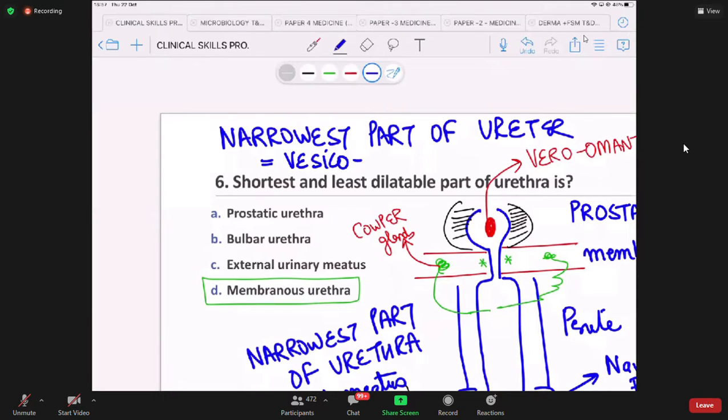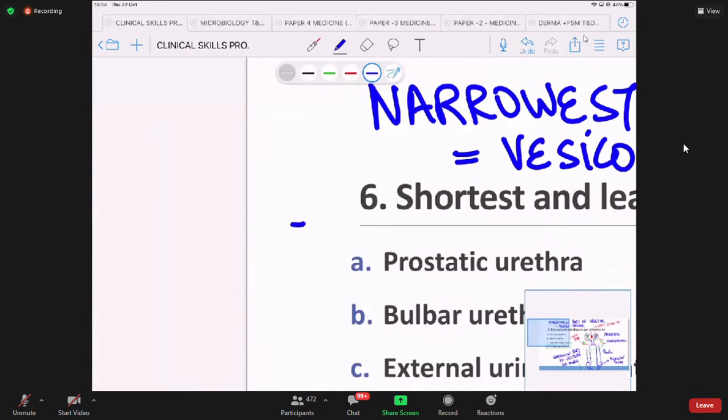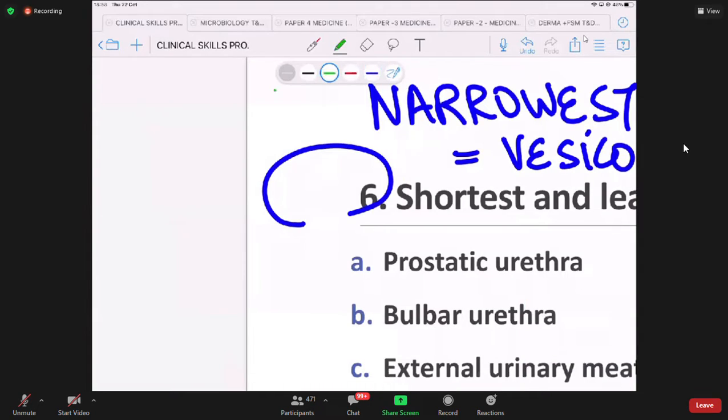The narrowest part of the ureter is where the ureter enters the bladder. If you study the anatomy, there's no term like dome of the bladder. The narrowest part of the ureter is the vesico-ureteric junction. I'll just draw it. If this is the urinary bladder, the ureter tends to go on the back side of the urinary bladder, and then it opens into the urinary bladder.